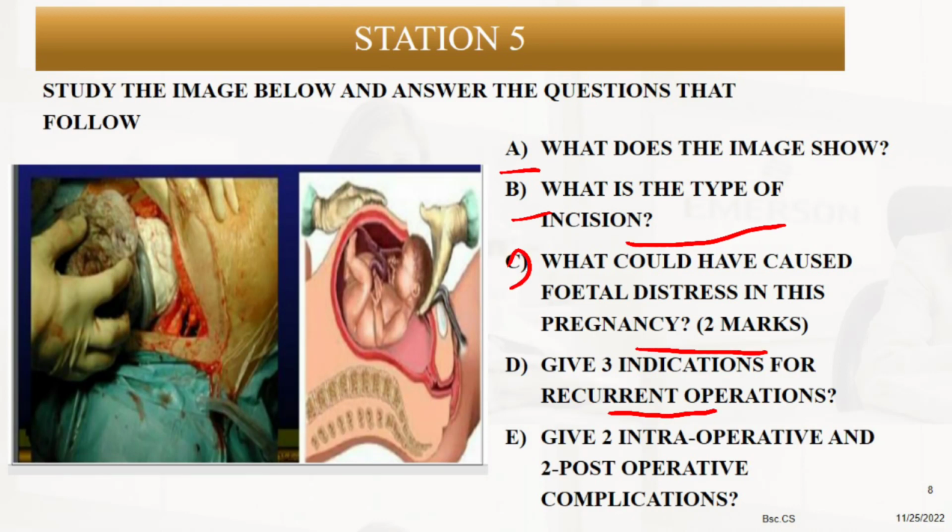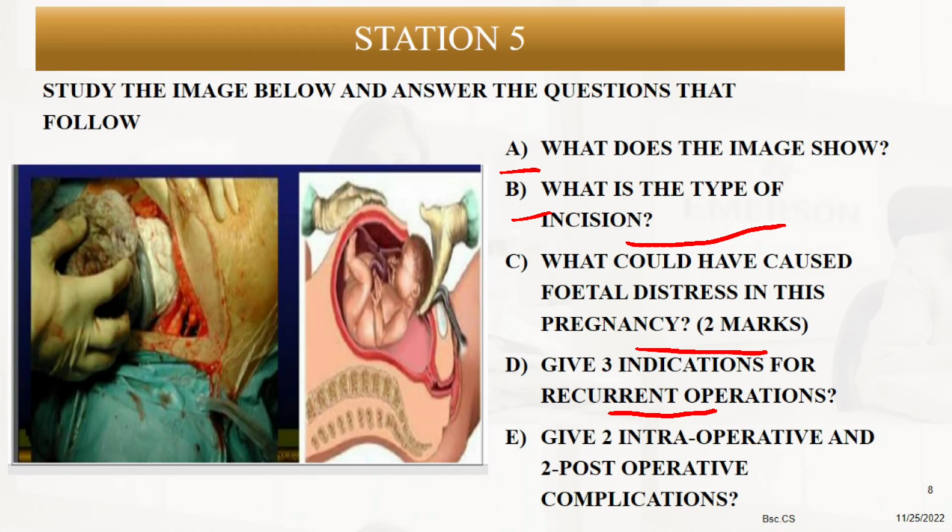Okay, so on part C, we could say this is what could have caused this fetal distress in this pregnancy. So I already said on what I have seen. So I've seen the cord around the neck. So that's most likely the common cause of the fetal distress in this pregnancy. So that was the cord around the neck. Then give 3 indications for recurrent operations.